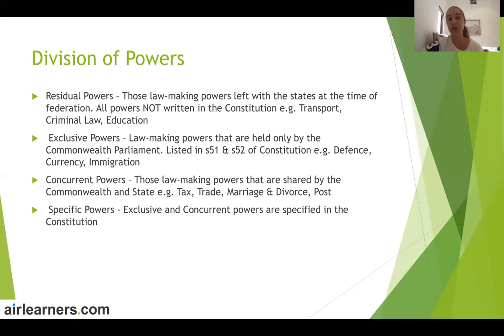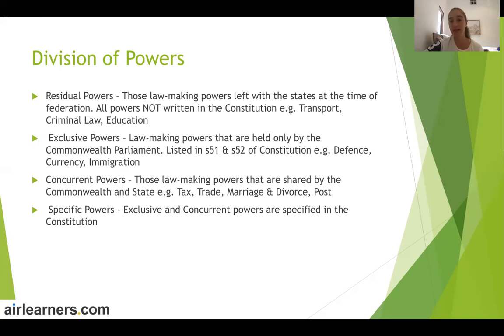And the reason for this is because, going back to the history, the Constitution was formed at the time of Federation. Prior to the Constitution, each state was its own country effectively. So rather than writing all the things that the state could do, they just wrote down the things that the state could no longer do now that it was a part of the Australian Federation. So remember that anything that's not specifically enshrined in the Constitution is a residual power. An example of that is transport, criminal law, we have our own police system, we have our own court system, and education, we have our own VCE system.